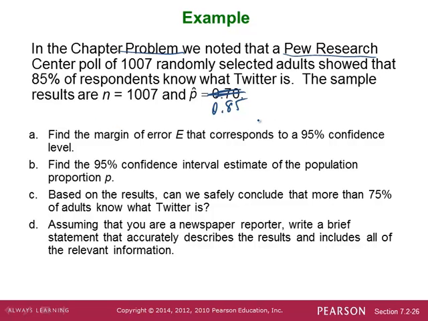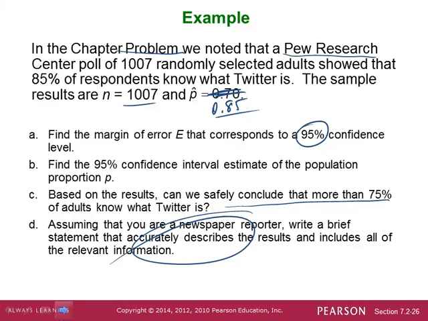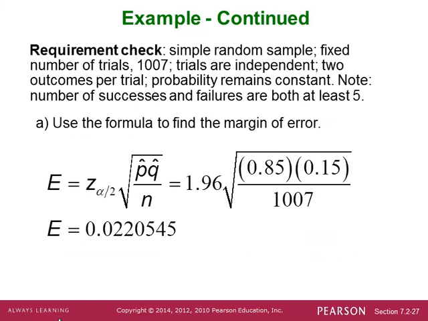Okay, so the sample size is 1,007, p hat is 0.85, and we're going to go through the steps of finding our confidence interval. Now, we want a 95% confidence interval. So we're going to find the margin of error, find the interval. We're going to ask ourselves, can we safely conclude that more than 75% of adults know what Twitter is? And then we will try to interpret our results.